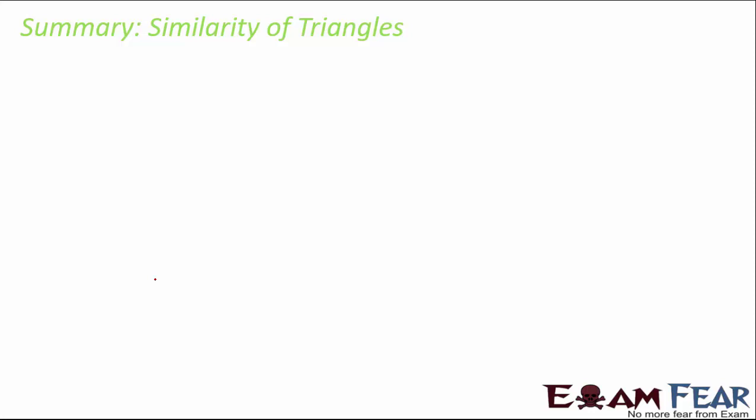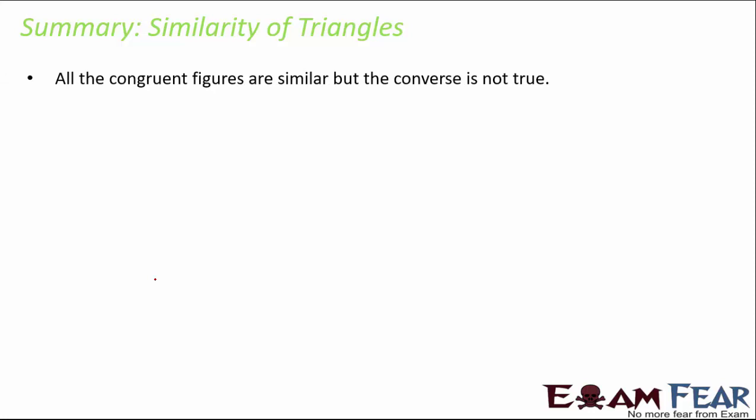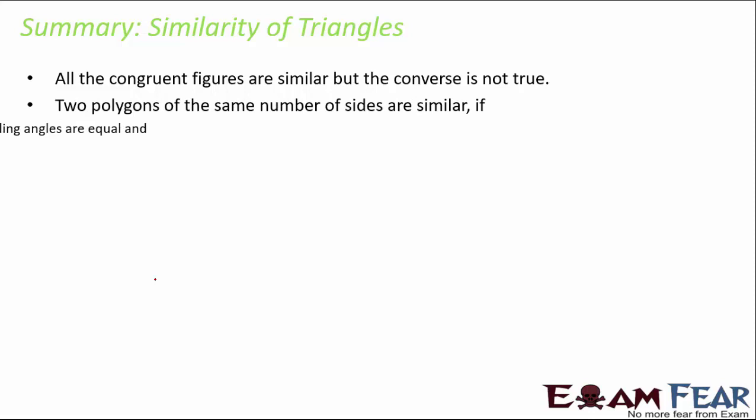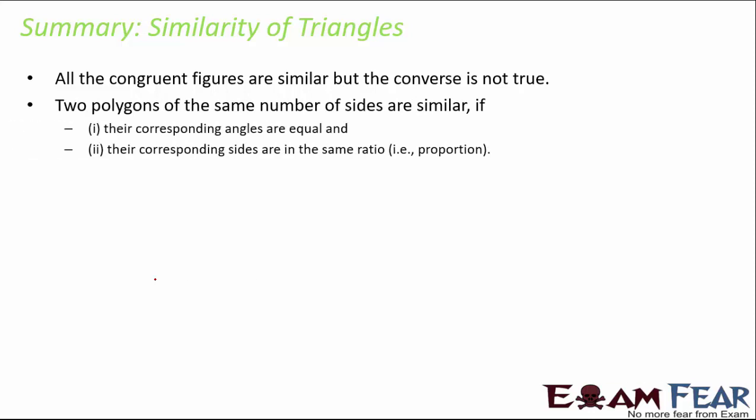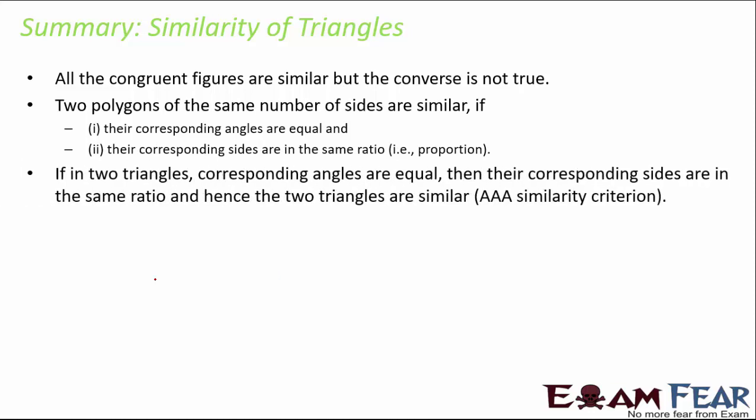Okay, so when we talk about similarity of triangles, there are a couple of things that you must remember. All congruent figures are similar, but all similar figures are not congruent. Two polygons of the same number of sides are similar if their corresponding angles are equal and their corresponding sides are in the same ratio. If in two triangles corresponding angles are equal and their corresponding sides are in the same ratio, then the two triangles are similar, and this criteria is called AAA criteria. That is angle, angle, angle. That means all the three angles are equal.